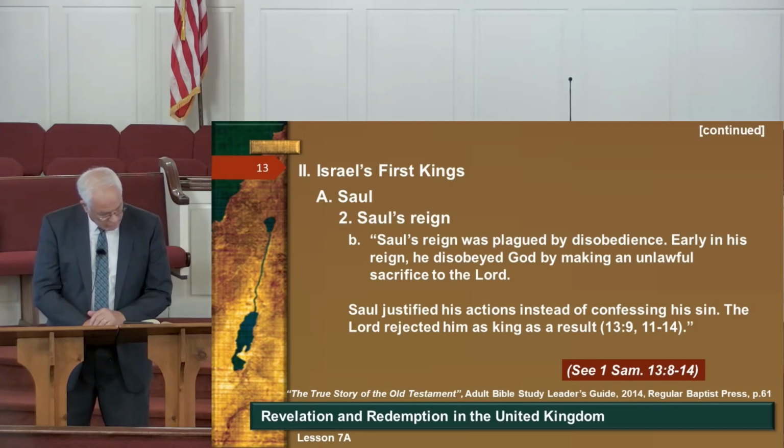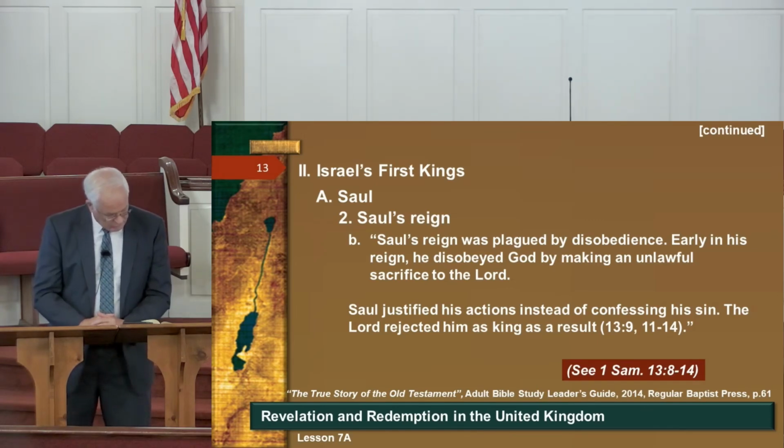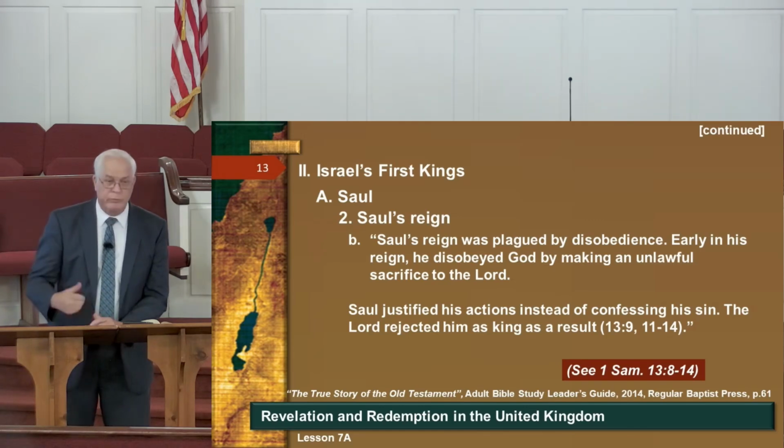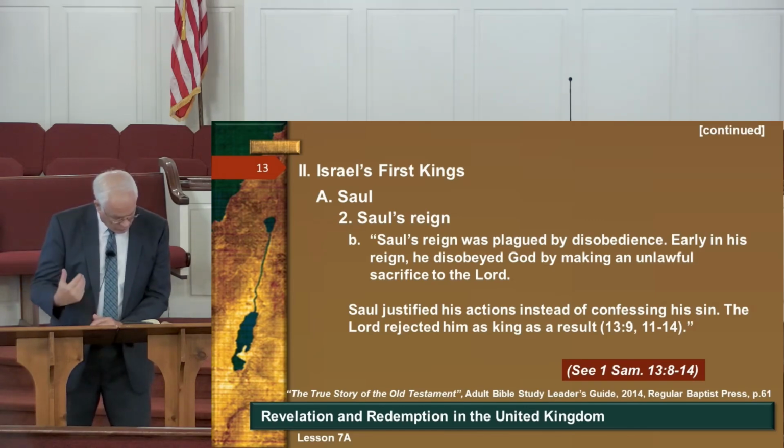Behold, Samuel came, and Saul went out to meet him, that he might salute him. And Samuel said, what hast thou done? And Saul said, because I saw that the people were scattered from me, and that thou camest not within the days appointed, and that the Philistines gathered themselves together at Michmash. Therefore said I, the Philistines will come down now upon me to Gilgal, and I have not made supplication to the Lord. I forced myself and offered a burnt offering.